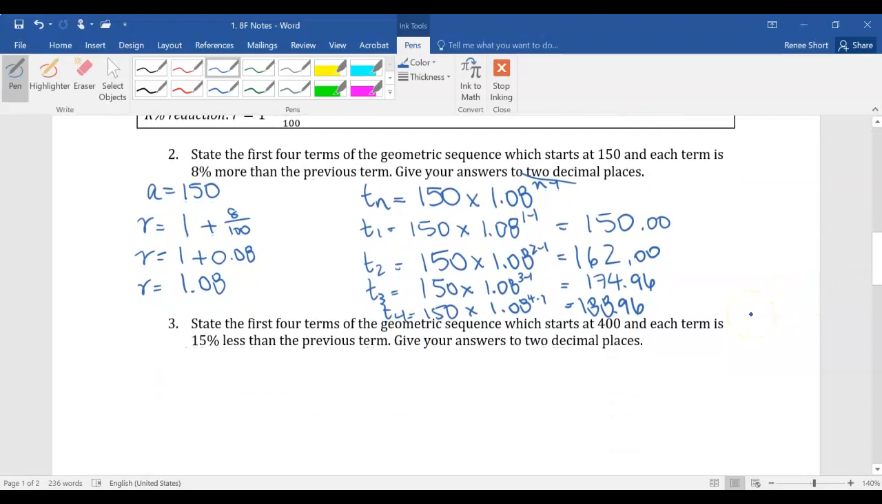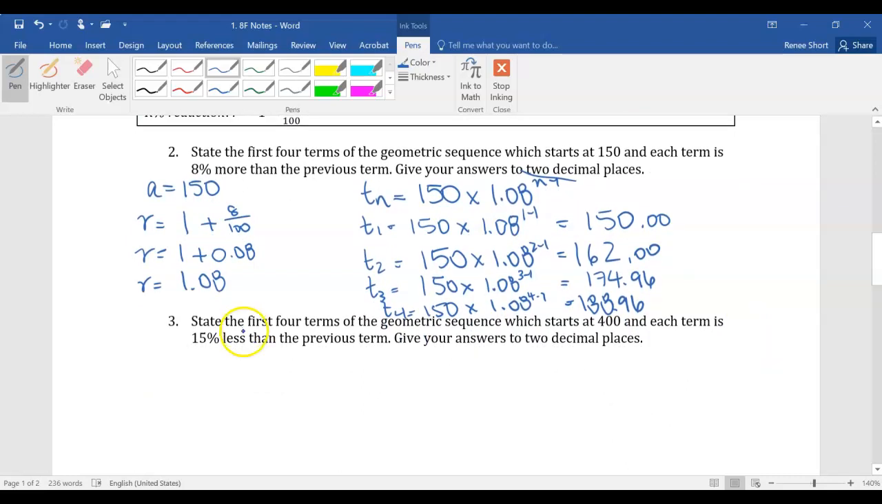I've got the same question here, different numbers, but it's talking about a decrease here because it's 15% less. So this time, my first term is 400, but each term is 15% less than the previous term. So in that case, I need to say that r equals 1 minus 15 over 100, so that means 1 minus 0.15. So you might have worked out in this case r is going to be 0.85.